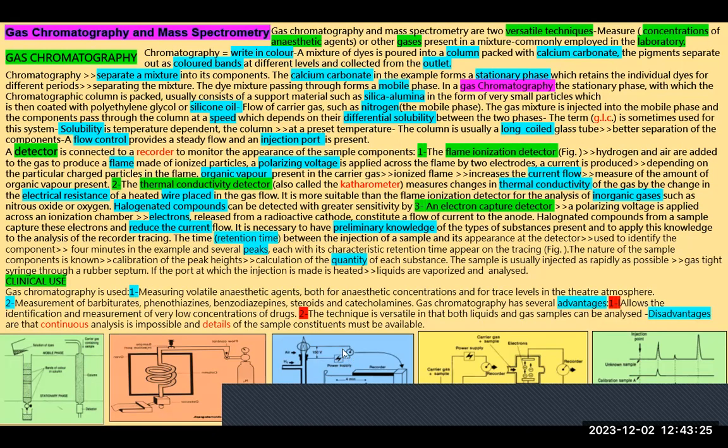mainly of the organic materials. But if we use what we call the thermal conductivity detector, we use it for inorganic gases such as oxygen and nitrogen. It is also called a katharometer. It is made of a heated element. This heated element, of course, has a resistance. So whenever the components pass by this heated resistance wire, its resistance changes by the presence of these components. This change is a hint about the type of the gas, and of course gives a hint about the amount.